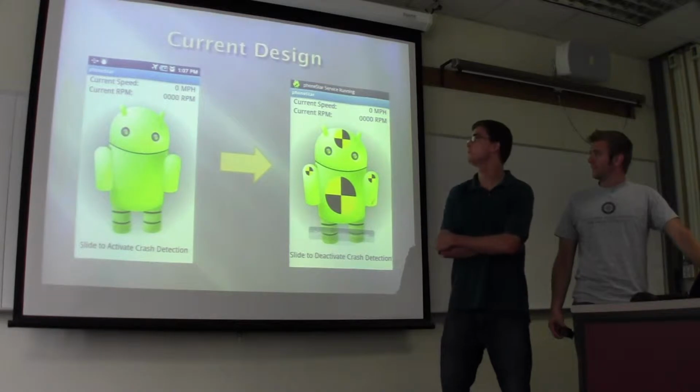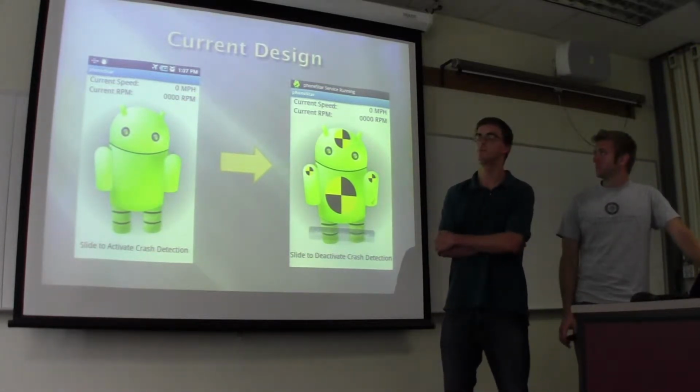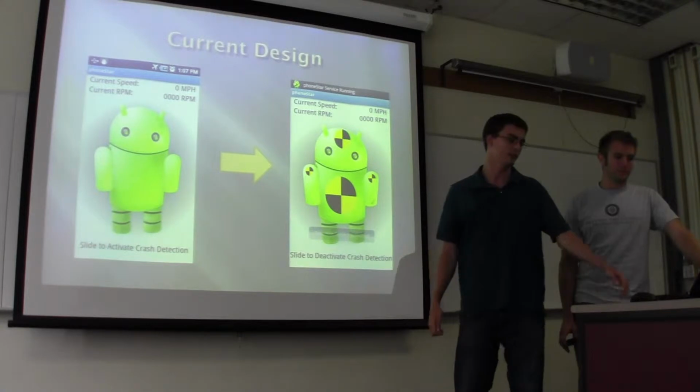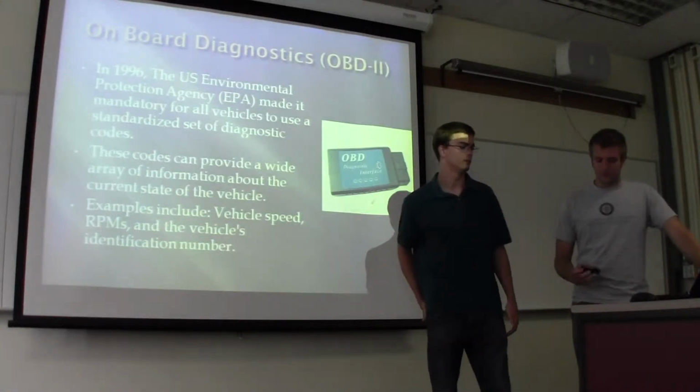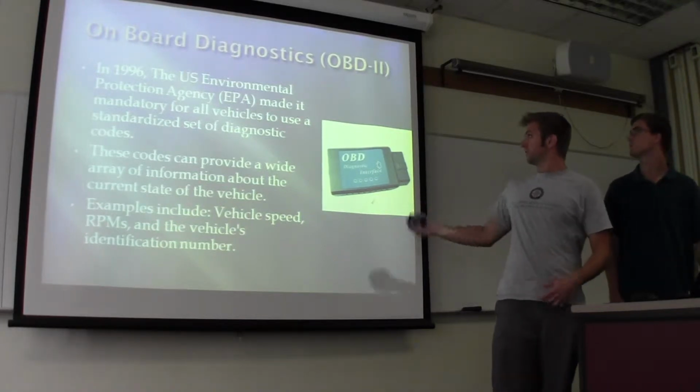Currently, in our first implementation, we used the accelerometer, and it wasn't very effective. We could detect car accidents as well as speed bumps and potholes. So we pushed away from that design, and we used the onboard diagnostic device. This is the onboard diagnostic device, OBD2. You can see the picture right there.